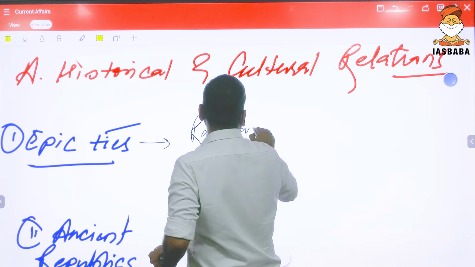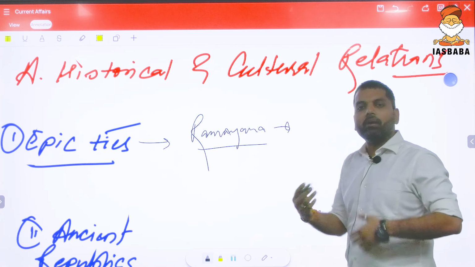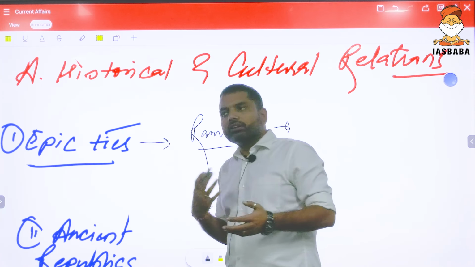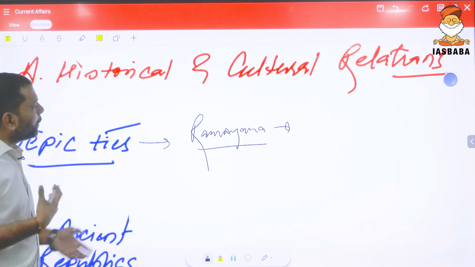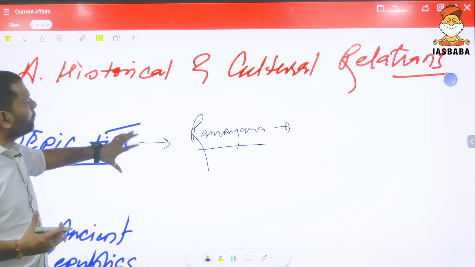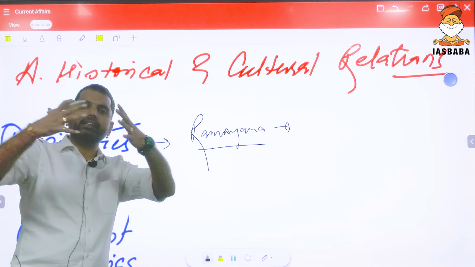Ramayana talks about the marriage of the prince of Ayodhya, that is Lord Ram, and the princess of Janak, that is Mata Sita. They got married. So Janak is in Nepal, Ayodhya is in India. So we have even that connection between India and Nepal.